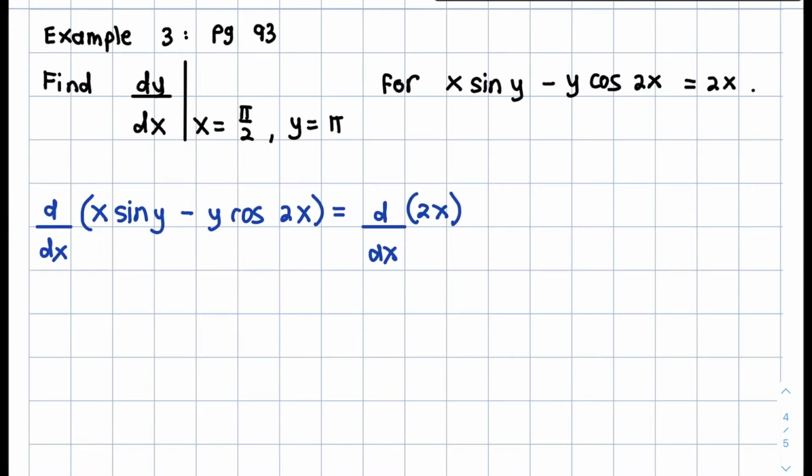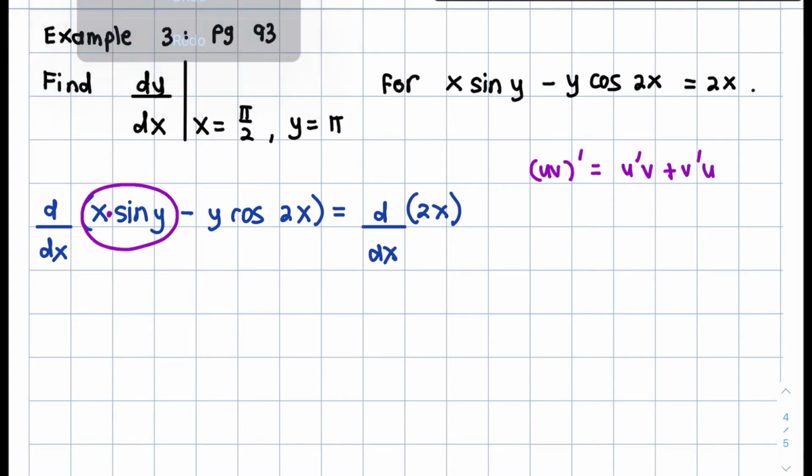Okay, so you have these two things, your left hand side and your right hand side. Now let's do one by one. Let's look at the first term, x sine y. Now this is actually a product of x multiplied by sine y, so you have to use the product rule. Now let's do this together. Do you still remember the product rule formula? If you have uv, the derivative is u prime v plus v prime u.